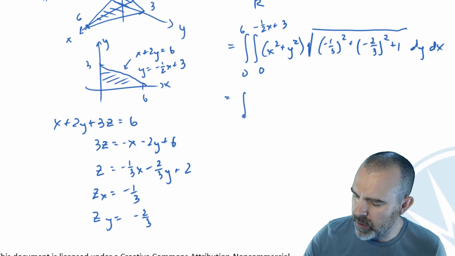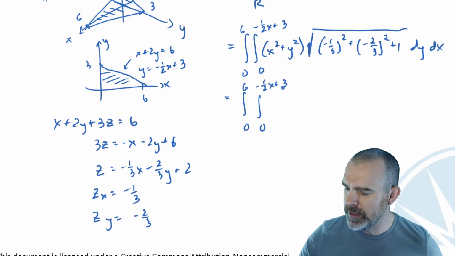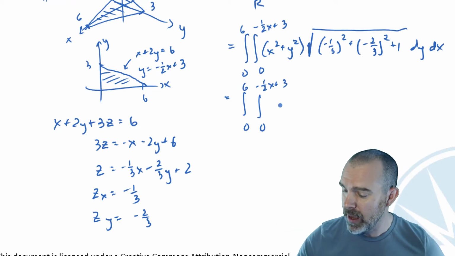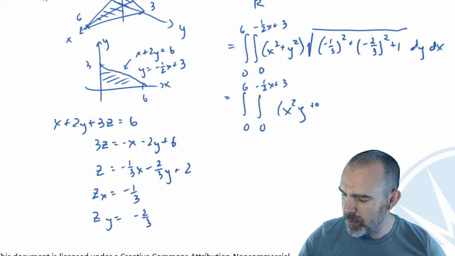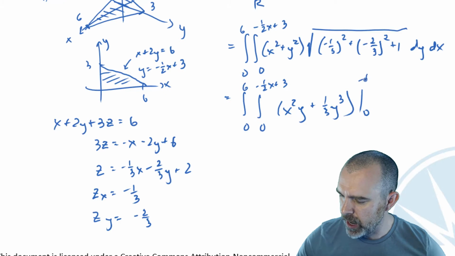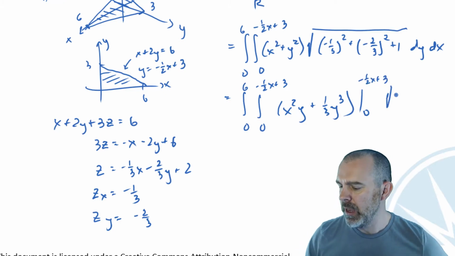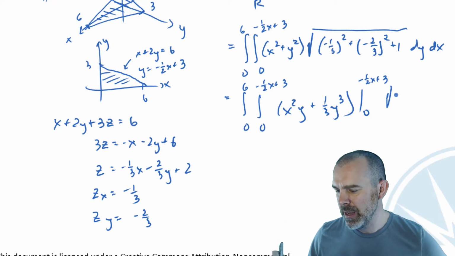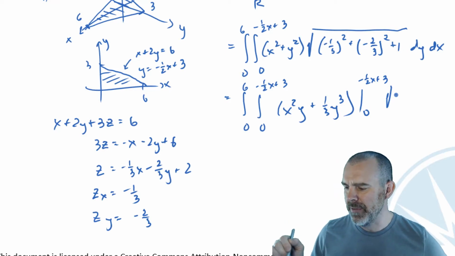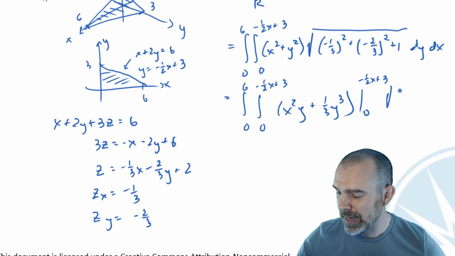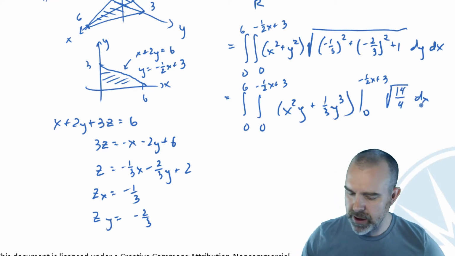And let's see here. Integral from 0 to 6. Integral from 0 to negative 1/2 x plus 3. I'm going to do 2 steps at once here. I'm going to do that integral dy. That would be x squared y plus 1/3 y cubed from 0 to negative 1/2 x plus 3. And then let's see what this would be. This would be 1/9 plus 4/9 is 5/9 plus 9/9 is 14/9. And then we have dx there.